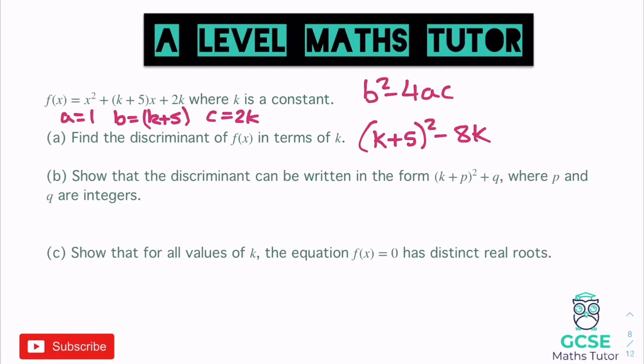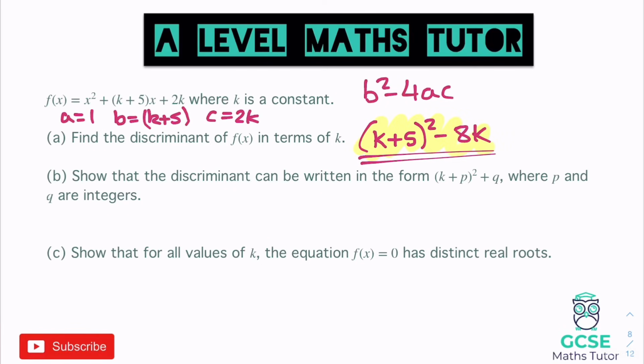There we go. So we have k plus 5 in brackets squared minus 8k, and that is the discriminant of the function of x in terms of k. Obviously we've just got our k's in there, we don't need to expand that out or tidy it up. That is my discriminant, and I can just leave it as it is. Now let's just underline that, that's our first answer, and let's have a look at part B here.